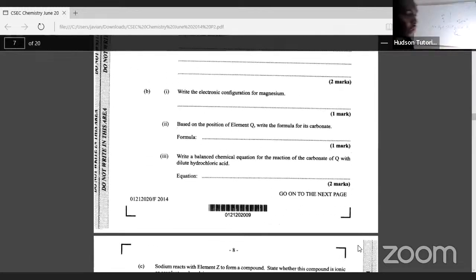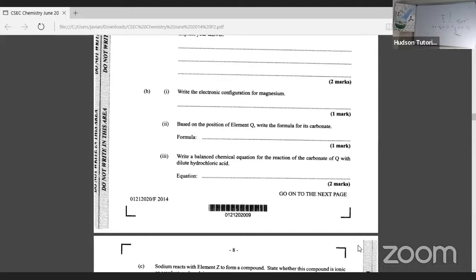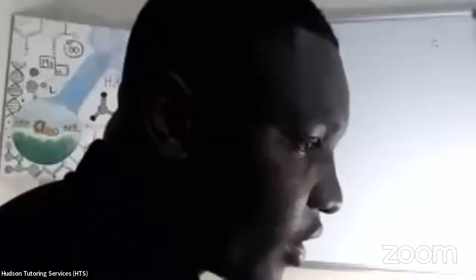Continuing. It says write the electronic configuration for magnesium. So write the electronic configuration down. Give me a second here. All right, so writing electronic configuration, let's go through this. Of course, everybody's supposed to know how to write an electronic configuration. By now you're supposed to. Magnesium, for those who don't know how to write one, let's learn it right away.